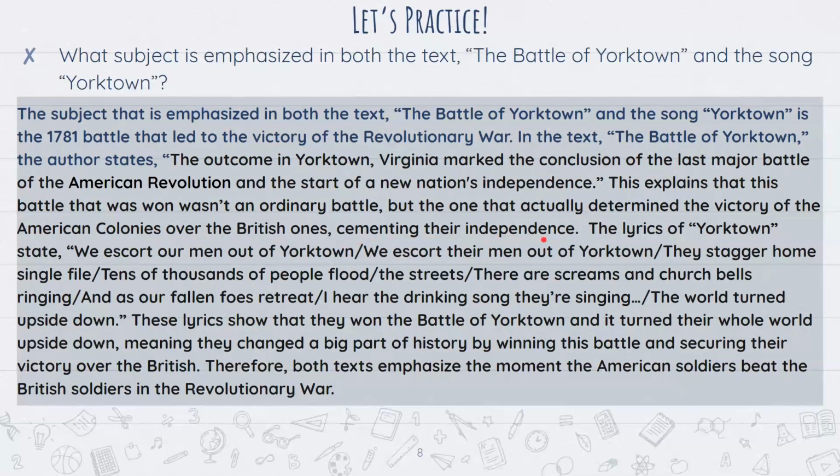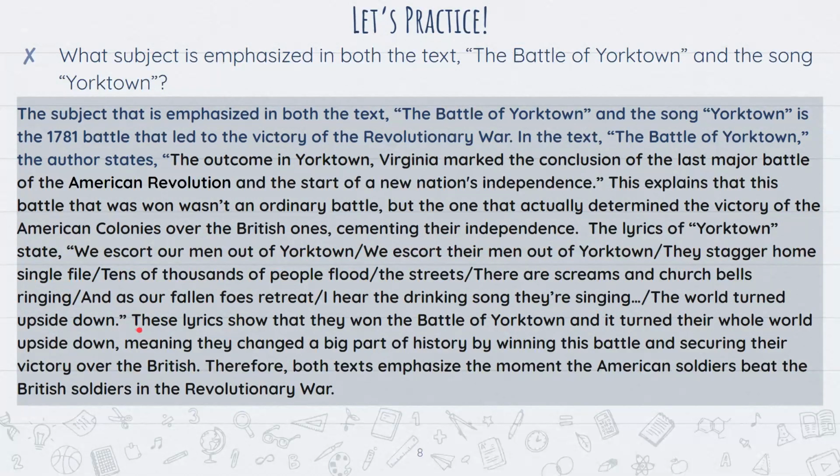My first S. The lyrics of Yorktown state, we escort our men out of Yorktown, they stagger home single file, tens of thousands of people flood the streets, there are screams and church bells ringing, and as our fallen foes retreat, I hear the drinking song they're singing, the world turned upside down. And this is my second E, my second piece of evidence, and it comes from the lyrics. When you're citing lyrics, you need to cite them as if you're citing poetry, which means you need this little slash here in between each line.